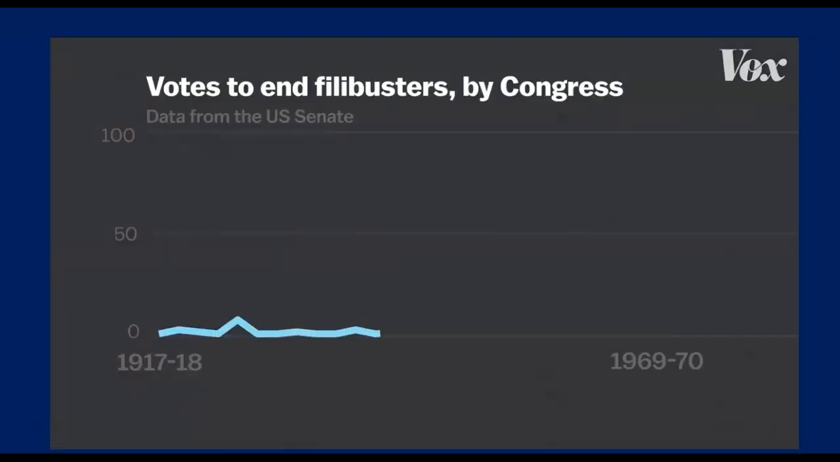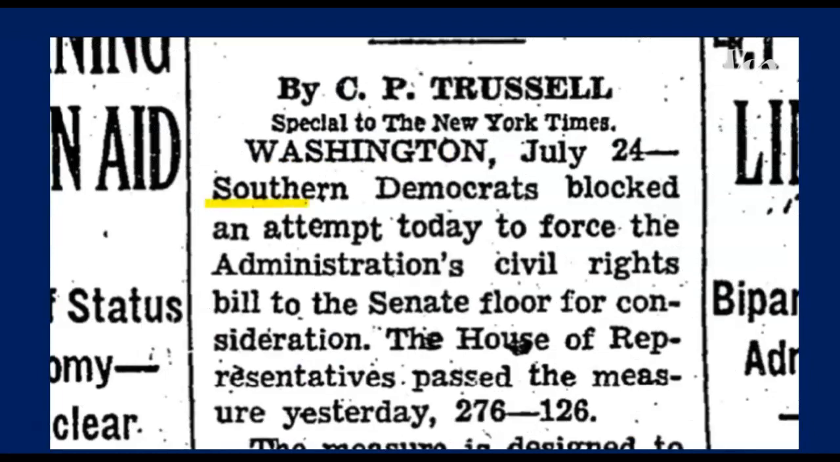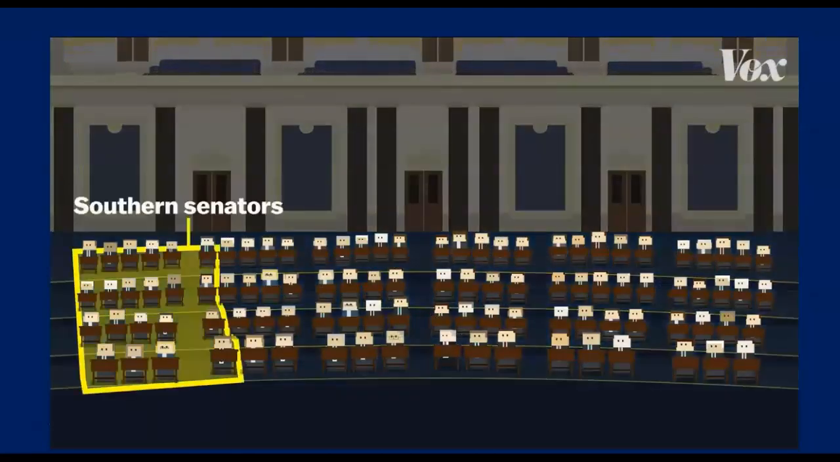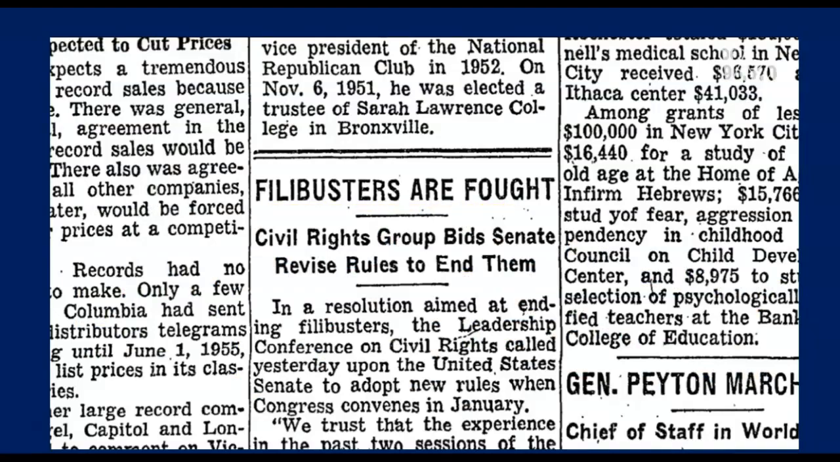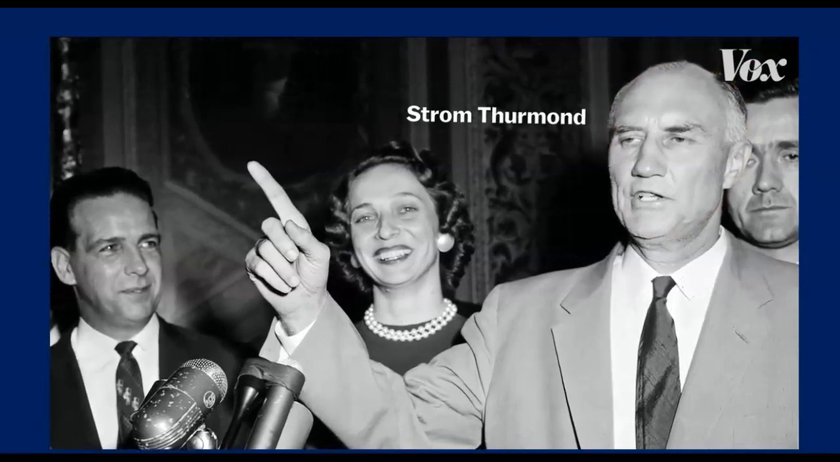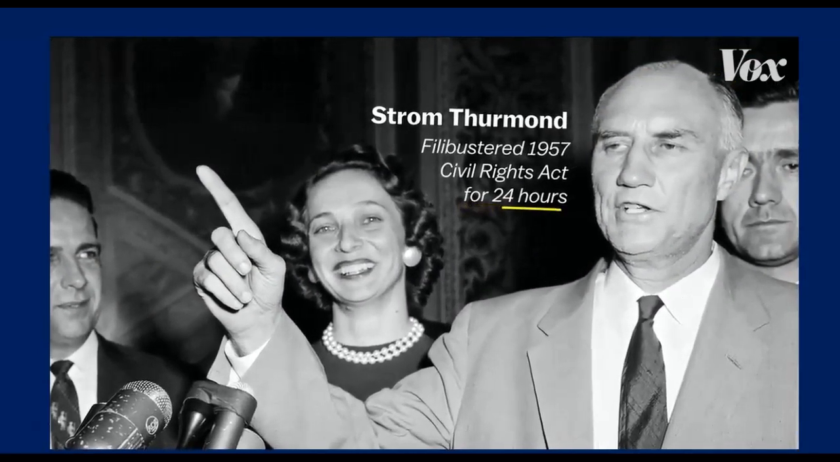And for a few decades, the filibuster is used, but pretty sparingly. Then in the 1950s, the Senate starts to consider civil rights legislation, and Southern senators really hate this. But they don't have the votes to actually defeat the bills, so they start using the filibuster to block bills. Here's South Carolina Senator Strom Thurmond. He looks tired because he just filibustered the 1957 Civil Rights Act for more than 24 hours.